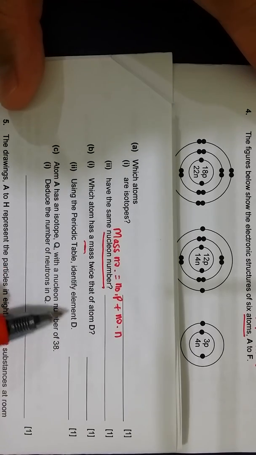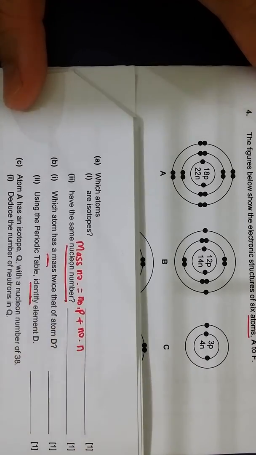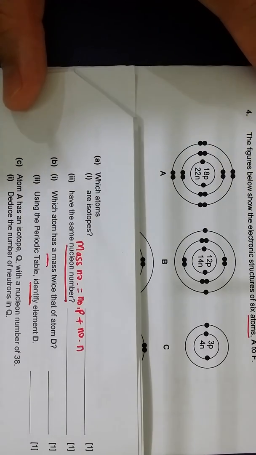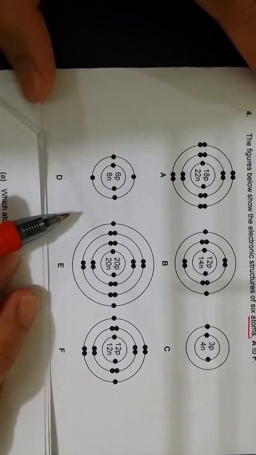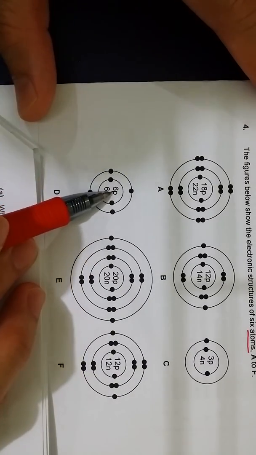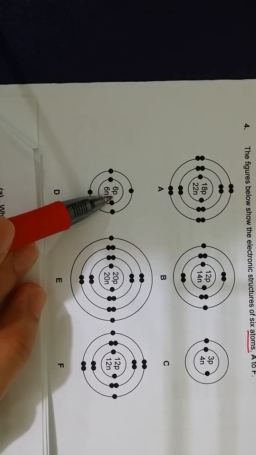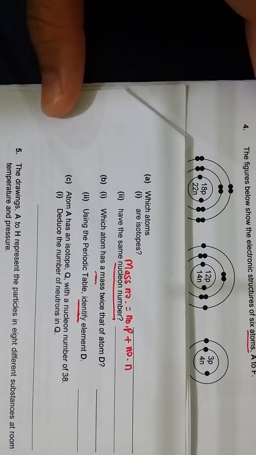Using the periodic table, identify element D. If you want to identify an element, you have to look at the proton number. So for D, what is the proton number? 6. Then you go to the periodic table, look at the bottom number, and find which element has the proton number 6, which is carbon. So this one is carbon.